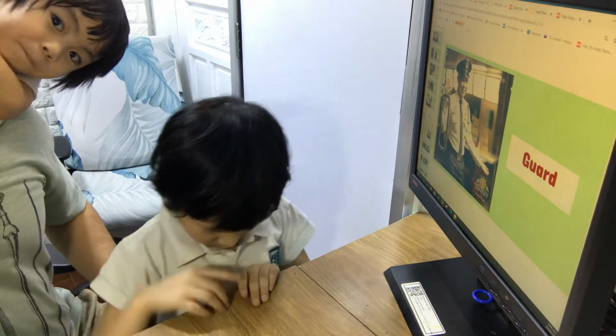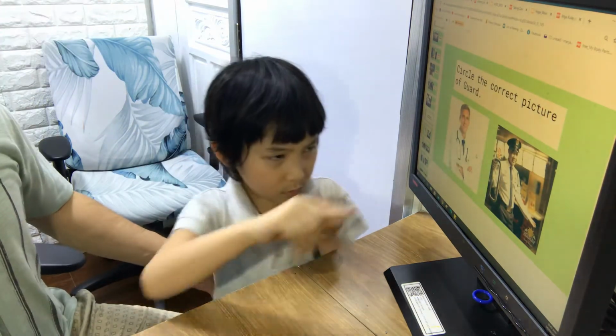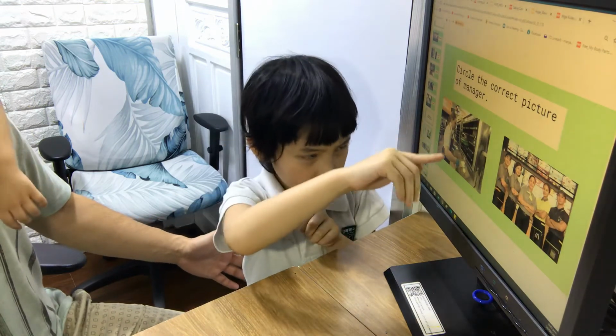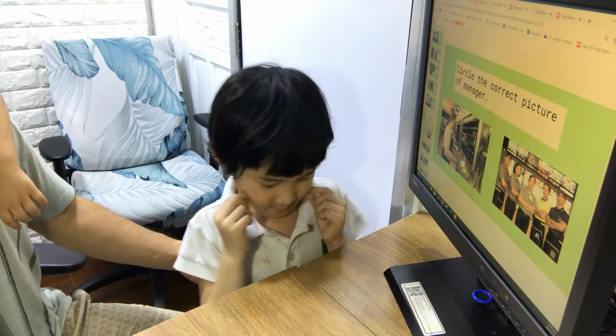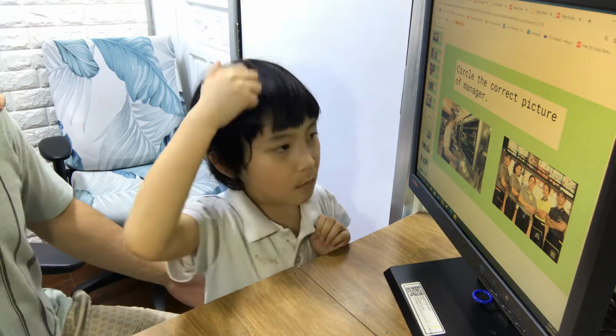Okay, let's try this one. Which among the two pictures is the guard? Kuya, guard. There. Which among the two pictures is the manager? Who are the managers? Can you point the managers, Kuya? Look, managers.